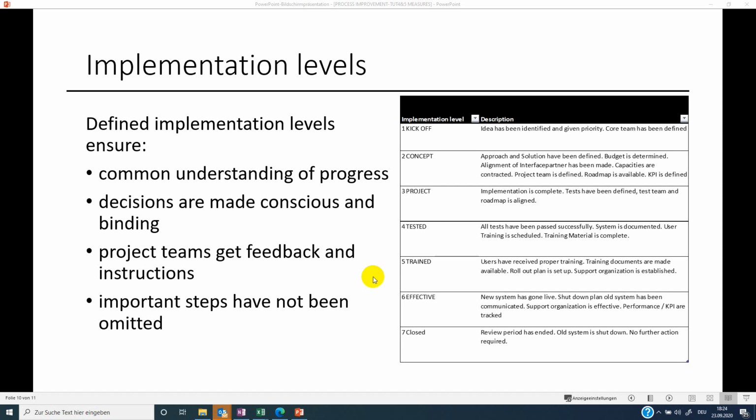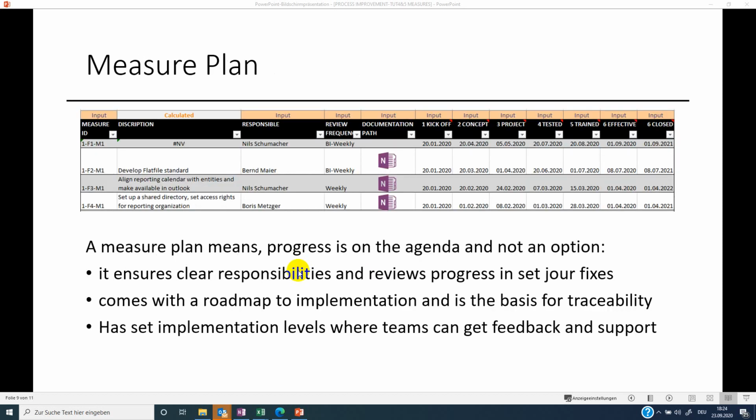You also have the big advantage that you have a little red line that you can follow, so no important steps are omitted. You will find exactly the same implementation levels here on the top horizontal line, and you have the dates beneath that will indicate until when, in planning at least, these fall due and should be completed.